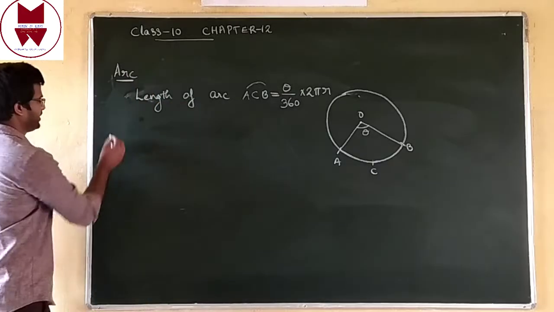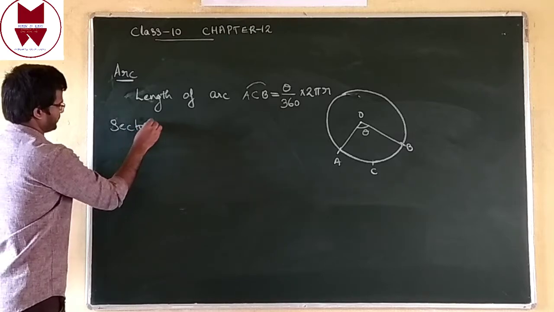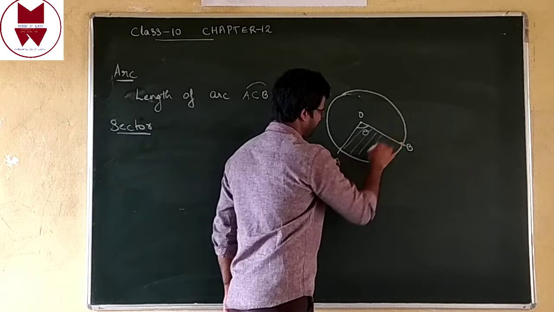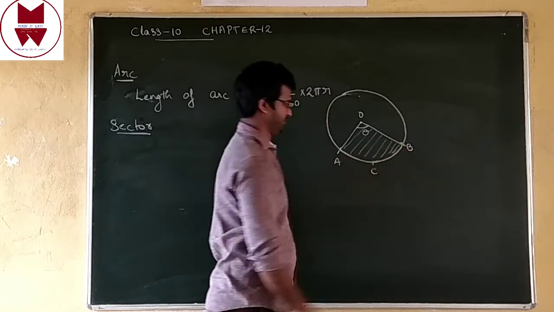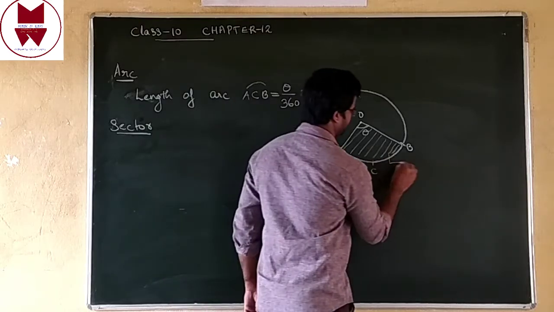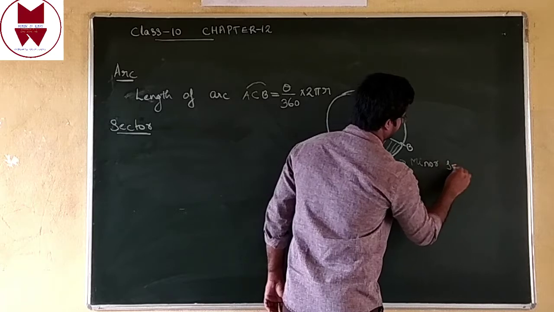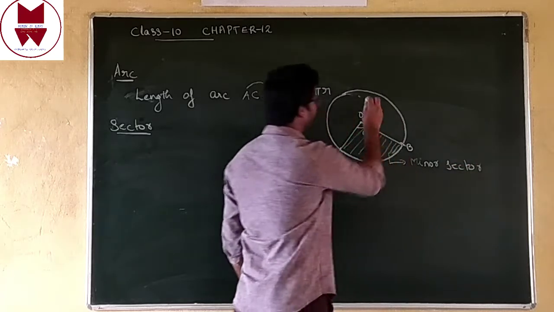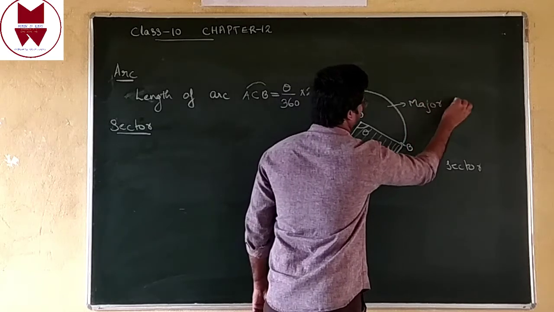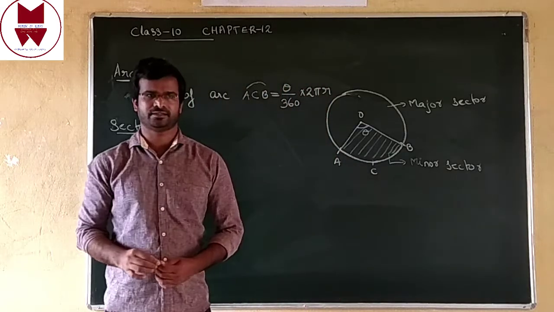Then the first formula is done. Second formula is sector. Sector means if you shade this region, only this part. The shaded region is known as minor sector. Then the non-shaded region, that one we can say is major sector. Minor sector and major sector.